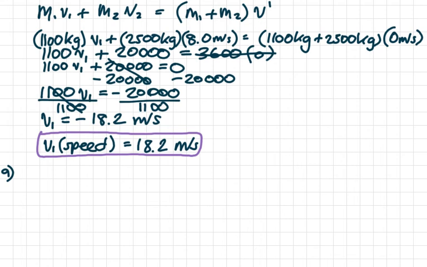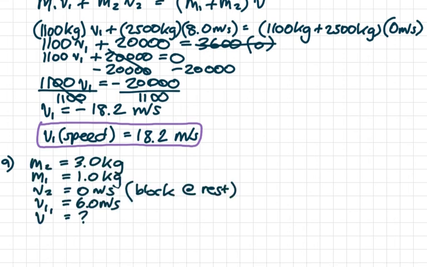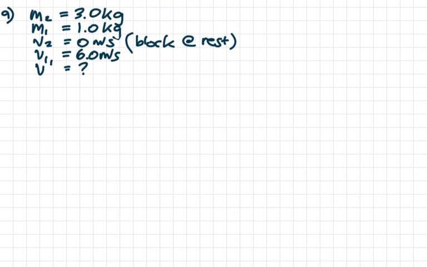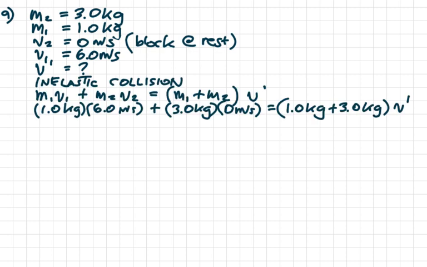Number 9, we have another inelastic collision where the objects stick together, and it wants to know what's the speed after the collision. This is a really common type of problem. Okay, so we have the two masses: the mass of the steel block and the mass of the lump of clay. We have the velocity of the steel block, it's at rest, and then the velocity of the clay before the collision. And they want to know what's their combined speed after the collision.